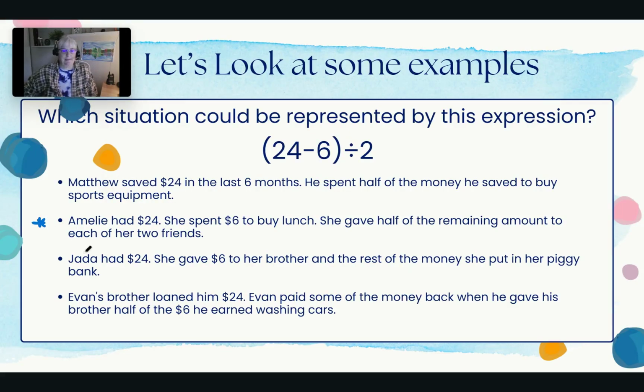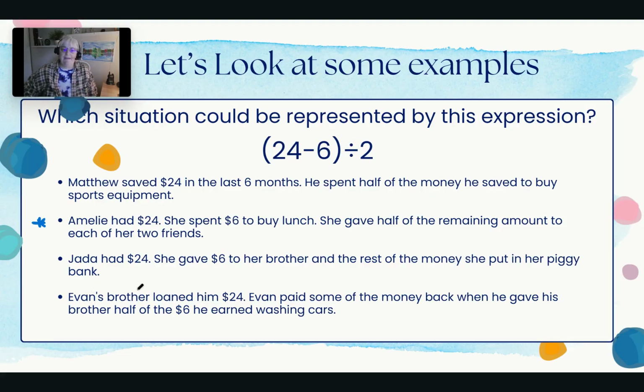Number 3, Jada had $24. She gave $6 to her brother, and the rest of the money she put in her piggy bank. Well, here we have the giving away would be minus 6, but it doesn't address dividing by 2, and I don't see that there.